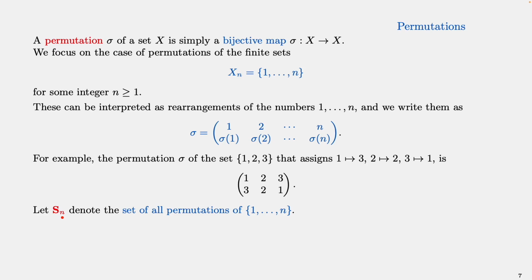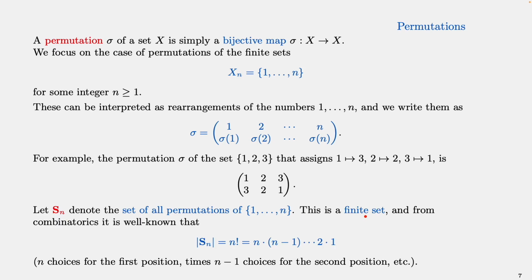This is a finite set, as you may know from combinatorics, because we know that the number of all permutations of n elements is n factorial. So the number of elements in this set S_n is n factorial, which by definition is n times n minus 1 times n minus 2 down to times 2 times 1.